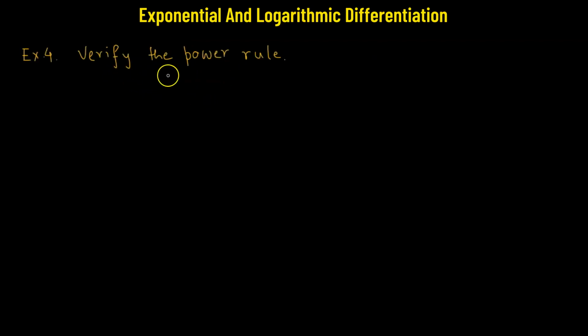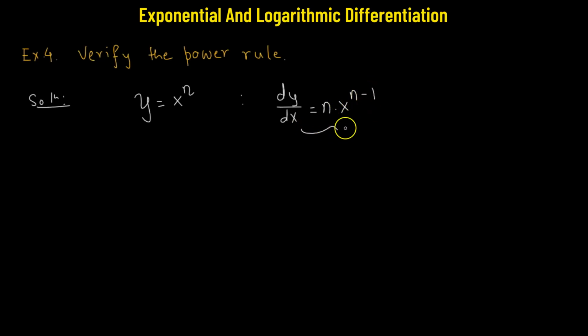Problem number 4, we need to verify the power rule in differentiation using logarithm. So let us begin. We have the function y equals x raised to the power of n. From the power rule, we know that the derivative of y with respect to x is given by n times x raised to the power of n minus 1. So this is what we need to prove. For this, we are going to take the natural logarithm on both sides, which will be log of y equals log of x raised to the power of n. Using the property of logarithm, we'll bring the n to the front. So this will get multiplied to log of x.